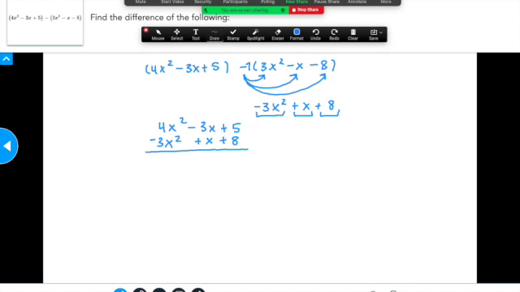So 4x to the power 2 minus 3x to the power 2, that equals 1x to the power 2. Negative 3x plus x, that equals negative 2x. 5 plus 8 equals 13. And so I could change this 1 times x to the power 2 as just x to the power 2 minus 2x plus 13. And that would be my answer.